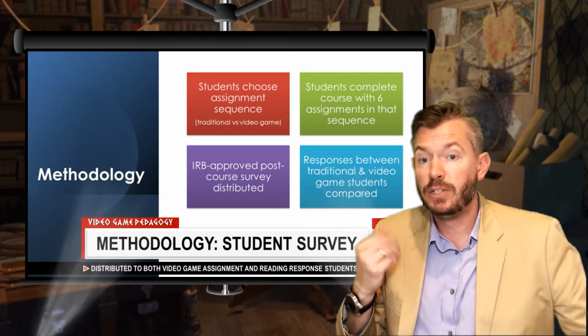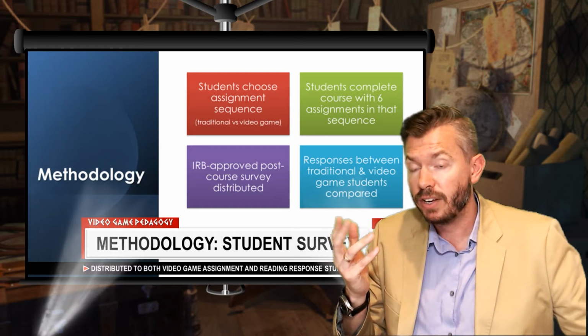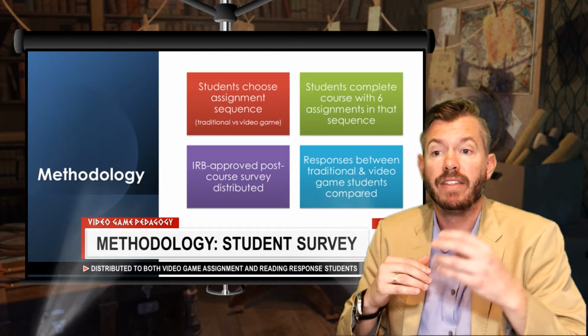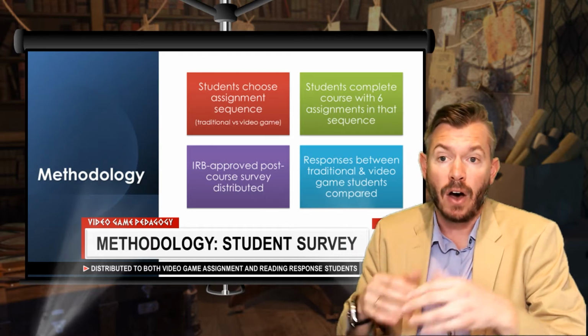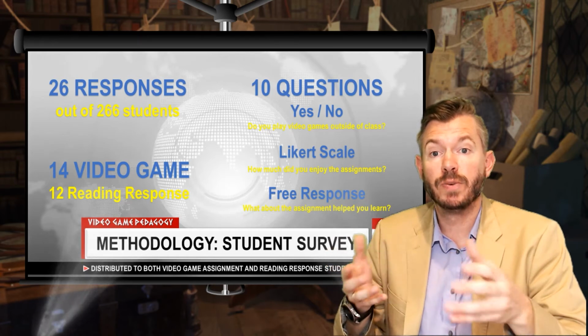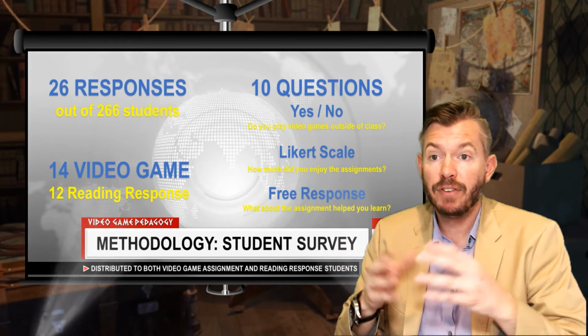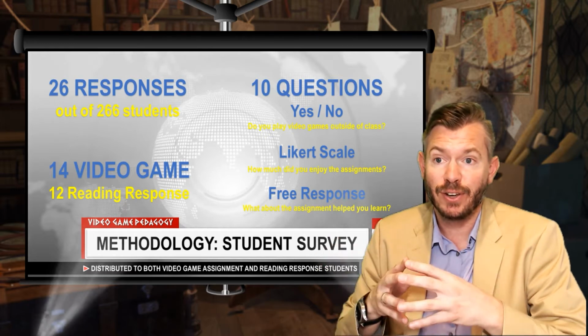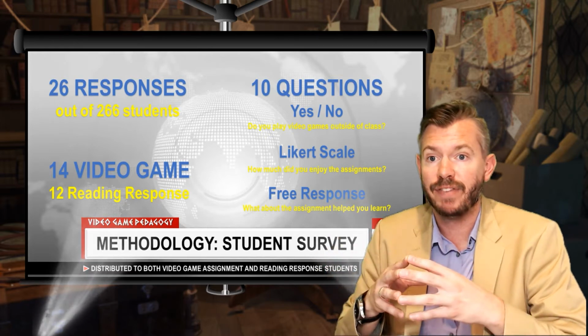Comparing the responses between the two assignment sequences within a single course and based on similar content is meant to help isolate the impact of the video game experience on the students' learning process. To garner this feedback, students were sent an IRB-approved survey after the completion of the course. Now, out of the 266 students enrolled in the course, only 26 students responded to the survey.